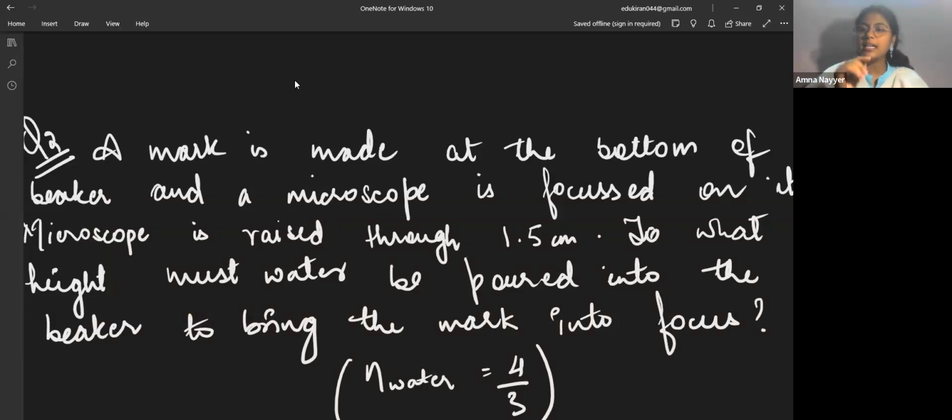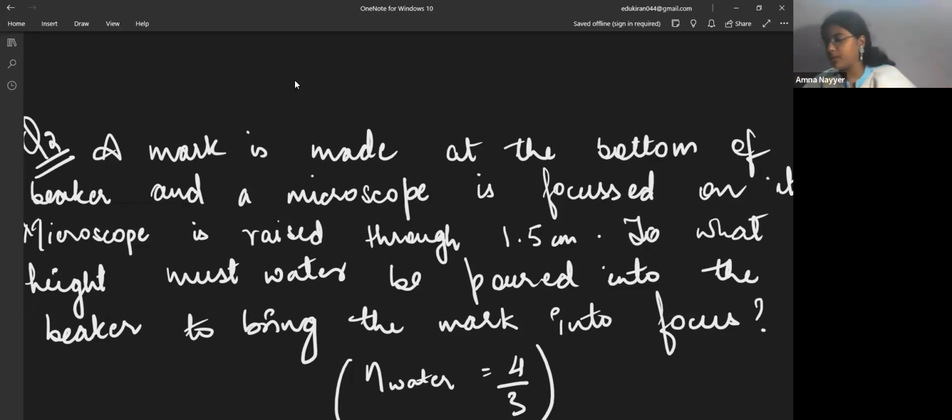See what is happening. A mark is made at the bottom of the beaker and the microscope is focused on it. Now, in order to see this mark clearly, to make this mark visible, the microscope is shifted by 1.5 centimeters. So this is the actual shift that is occurring. Now it says, to what height must water be poured in order to bring the mark into focus? It means what is the real separation into which you have to pour the water? You will not pour the water up to the apparent depth. You will pour the water totally.